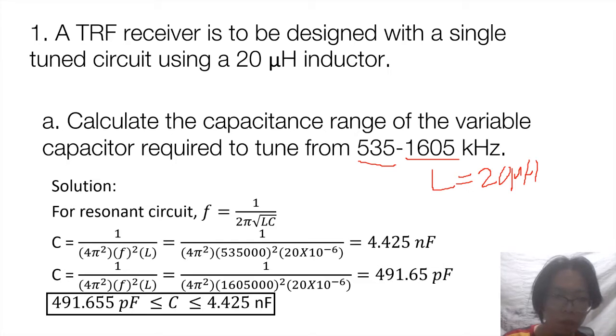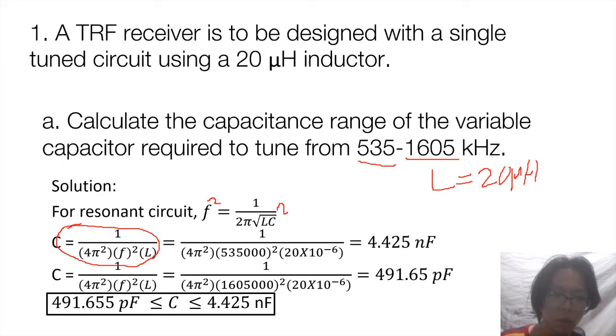Now, recall that for a resonant circuit, the resonant frequency is equal to 1 over 2 pi square root of LC. If you square both sides, it will become f squared and 4 pi squared, and the radical here will cancel out. If you solve for C, you're going to end up with this equation: C equals 1 over 4 pi squared f squared times L, the inductance.